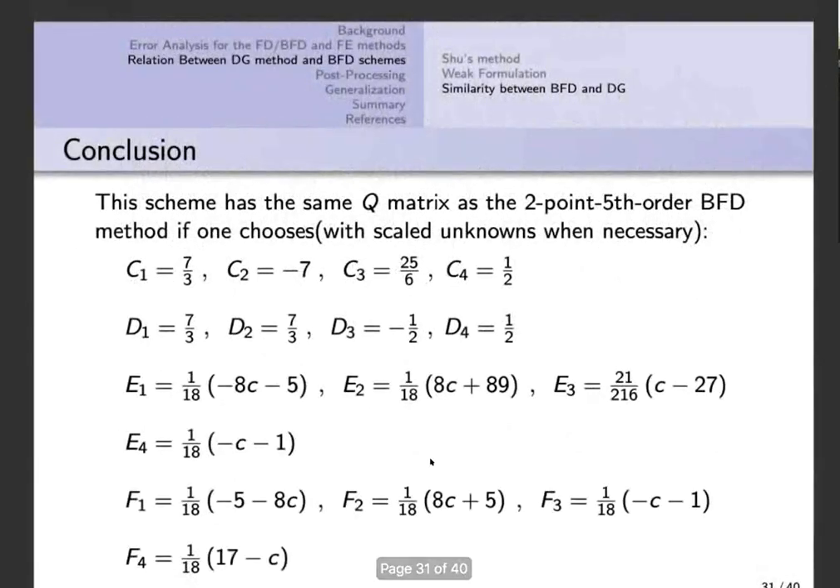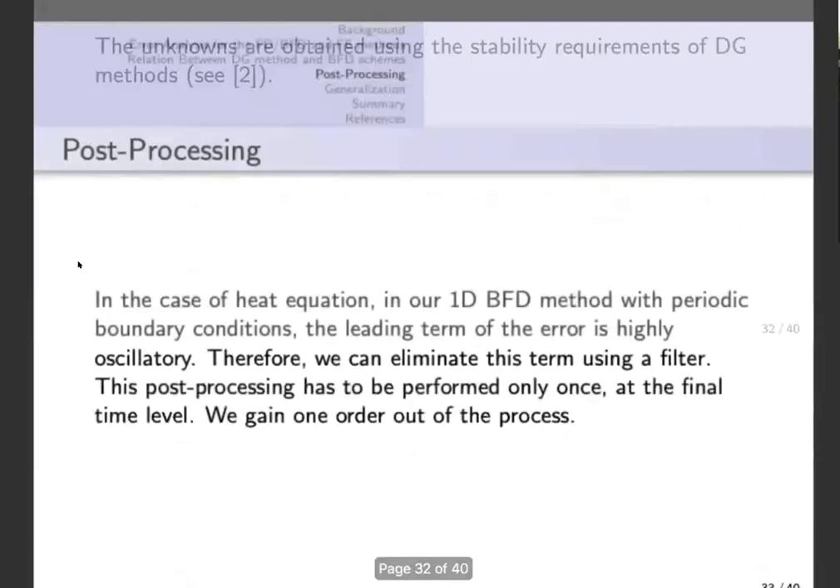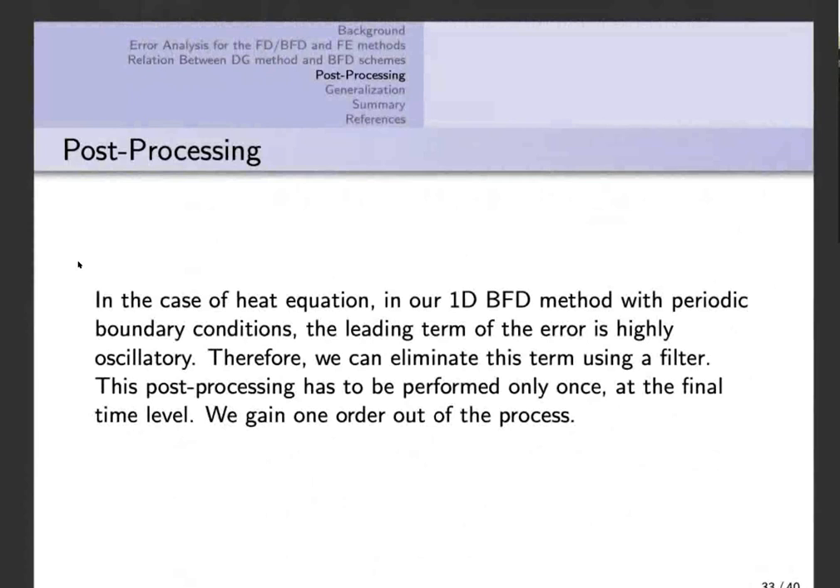And this full solution gives us basically the proof that the BFD scheme and the DG scheme are equivalent. So we can enjoy basically all the advantages of both methods.